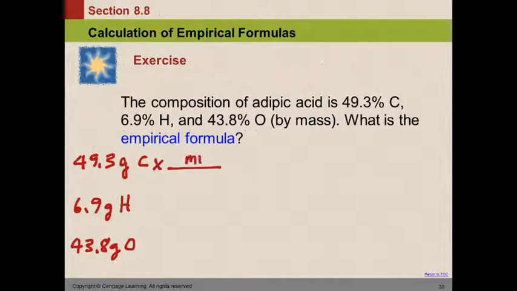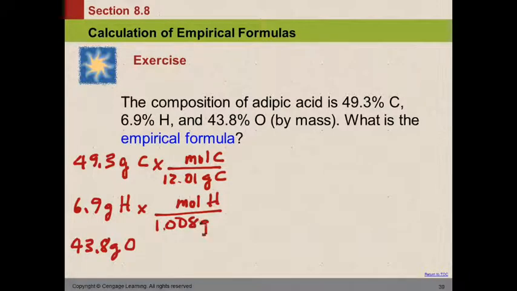We multiply by moles of carbon. We divide by the molar mass, 12.01 grams of carbon. This one, multiply by moles of hydrogen, divide by the mass, 1.008 grams of hydrogen. And here's oxygen times 1 mole, divide by 16.00 grams of oxygen.